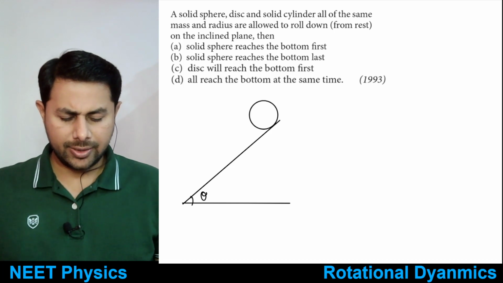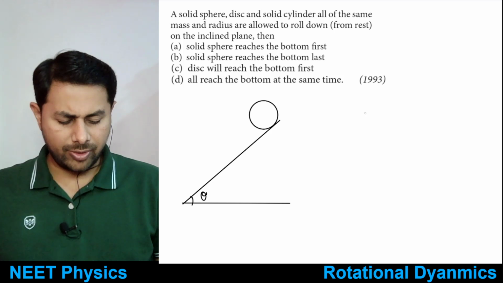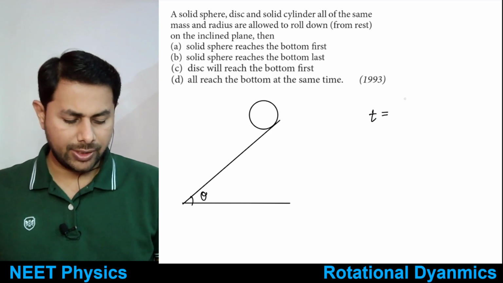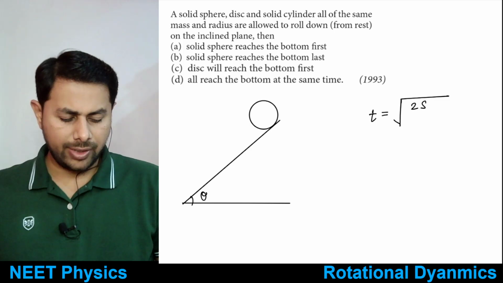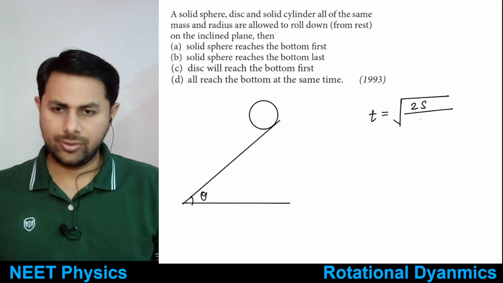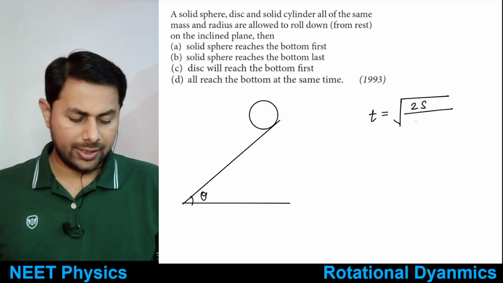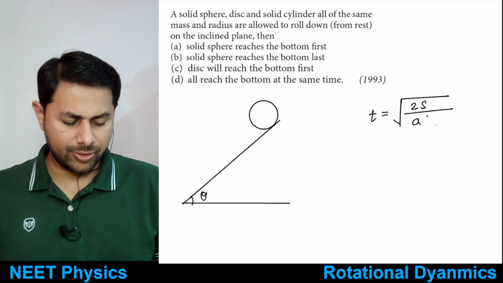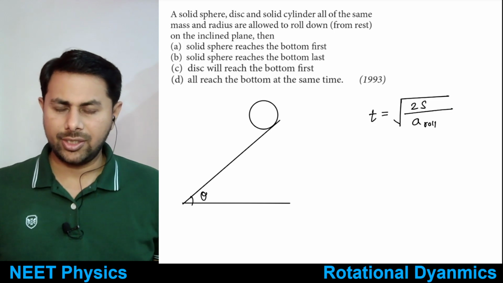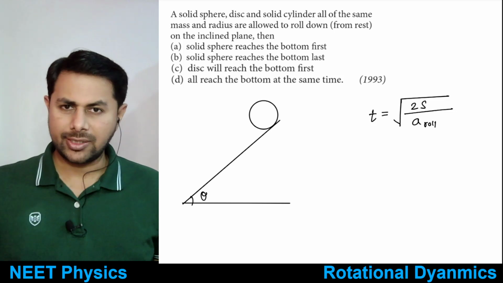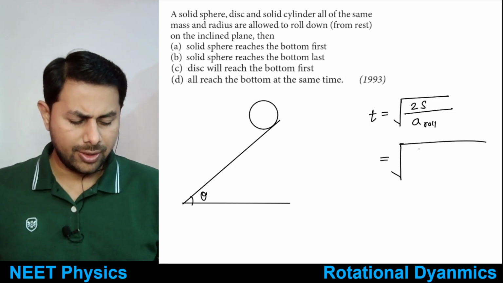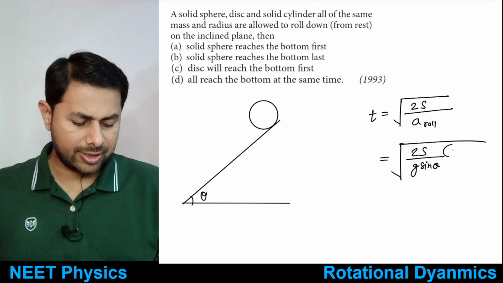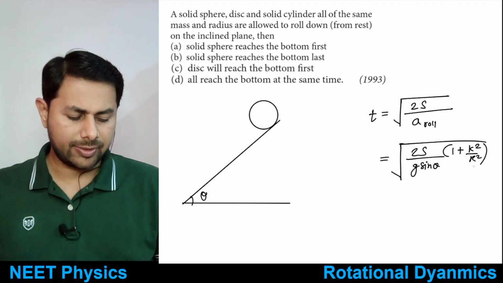Okay, so for that you can just take the formula for time taken in case of rolling motion. It is just square root of 2s divided by acceleration in rolling motion. And what's acceleration in rolling motion? It is g sine theta divided by 1 plus k square by r square. So that is equal to square root of 2s upon g sine theta, multiplied by its reciprocal, 1 plus k square upon r square.